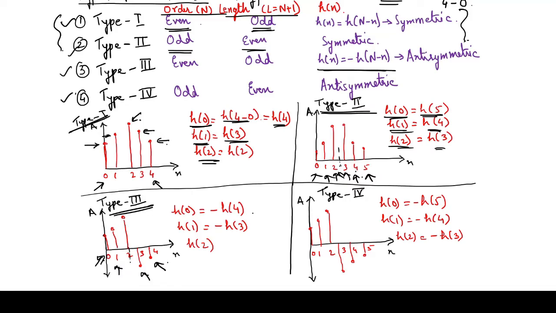Type 4 filters, again the same thing. h of 0 is equal to minus h of 5, h of 1 is equal to minus h of 4, and h of 2 is equal to minus h of 3.